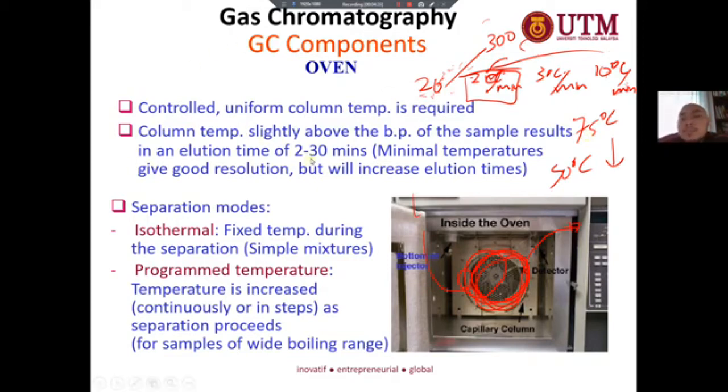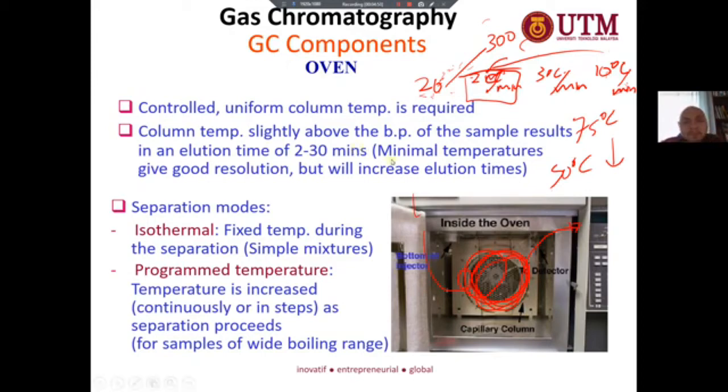So the optimum retention time of the analyte is 2 to 30 minutes. If your analytes are not that many, maybe 1 or 2, you can just run within 5 or 10 minutes. If your analytes are up to 10 or 20, it's okay to reach 30 to 60 minutes, depending on the number of analytes.